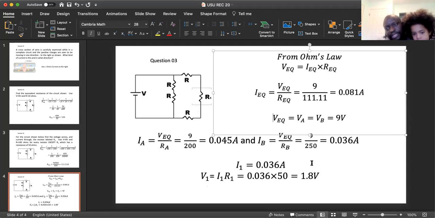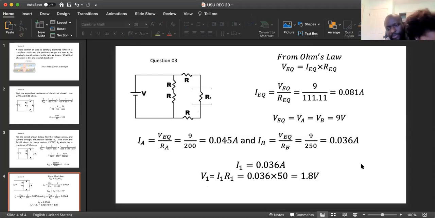So this is one way. You can use your voltage divider and current divider formula to also do this, but I don't think you do that for the level of this class. So this is the way to just use basic Ohm's law to get this problem. So 1.8 volts is the voltage and 0.036 amperes is the current.